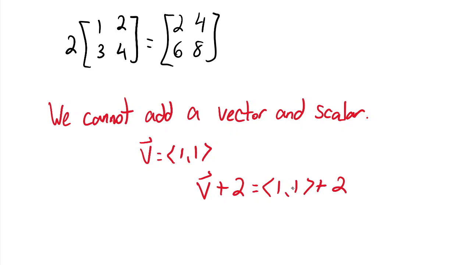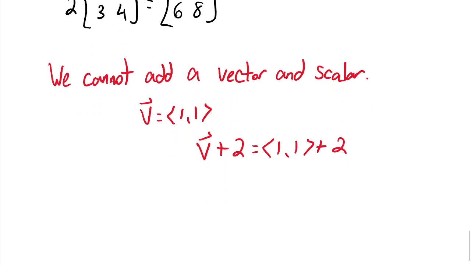Well, where do you put the 2? Do you put it with the first component? Do you put it with the second component? And if you decide to put it with the first component, now you open yourself up to non-unique answers. So it's not a well-defined operation. It's just not allowed. So this does not make any sense. We can multiply by a scalar, and we can add two vectors together or subtract them, but we cannot add a scalar and a vector.